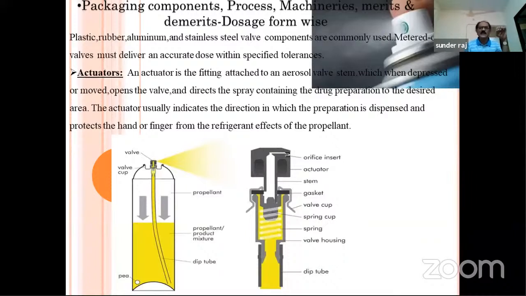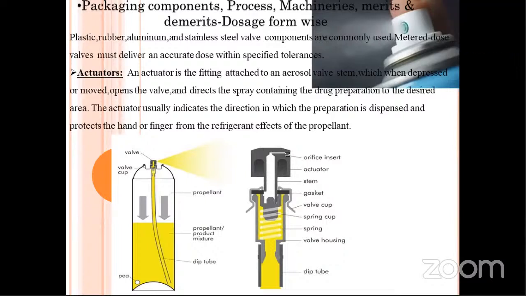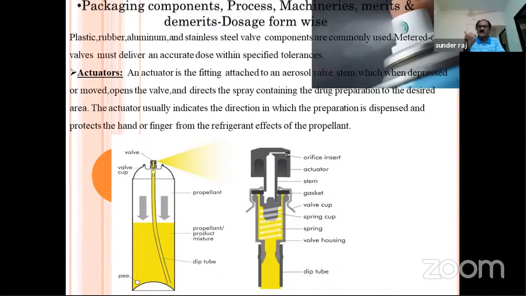The actuator usually indicates the direction. You know that whenever we apply the aerosol, we make the direction here, like that. So this indicates the direction in which the preparation is dispensed, and protects the hand or a finger from the refrigerants, because refrigerants are very cold, they are low temperature. So our hand will be protected. The refrigerant refers to the propellant.